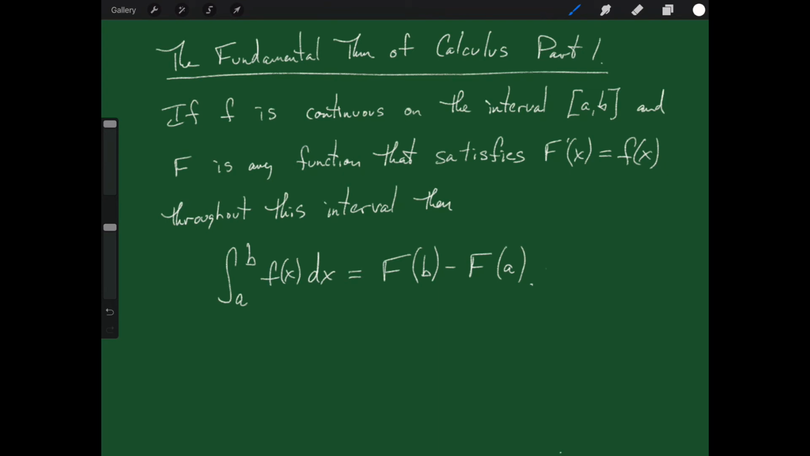Okay, but this is such a big deal, this fundamental theorem of calculus, that I really feel like we need to prove it. So I want to prove the fundamental theorem of calculus for you really quick. Okay, so take a look, read it over one more time, and let's get into the proof. All right, so proof of the fundamental theorem.